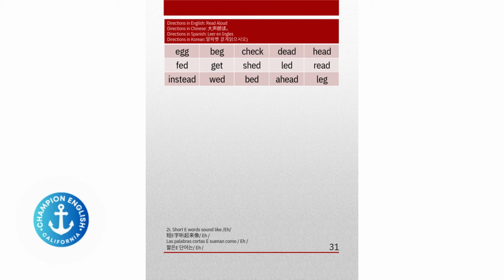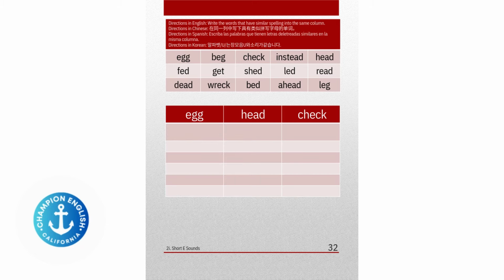Now, students, by yourself or with a partner, go ahead and sound out each word. Okay, students, so we're back. So now we're going to sound out each word, and we're also going to make sure that we put the words in the right column.